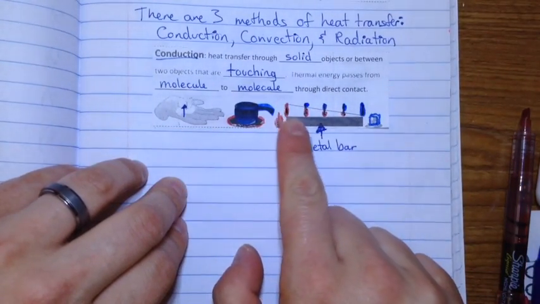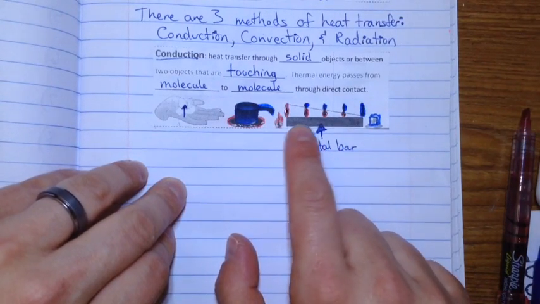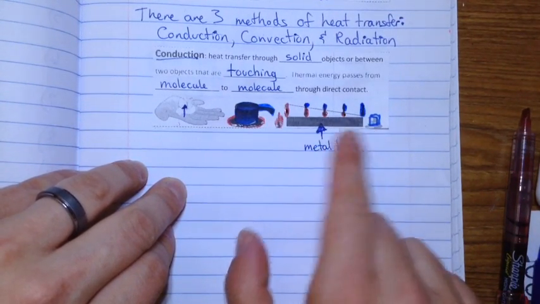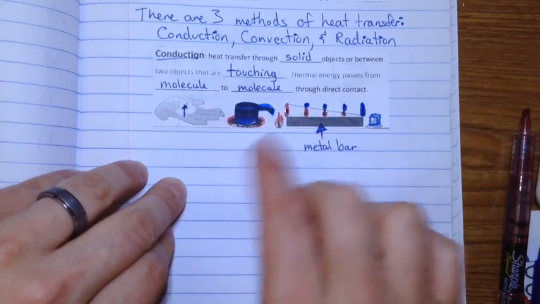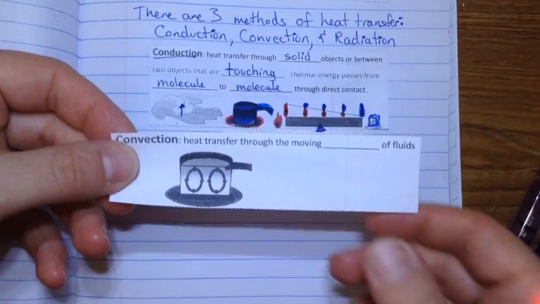So that heat is transferring down the length of the metal bar. Eventually, the ice cube will melt, and that heat would keep transferring, and all of those temperatures would rise at the same time. Next, we have convection.